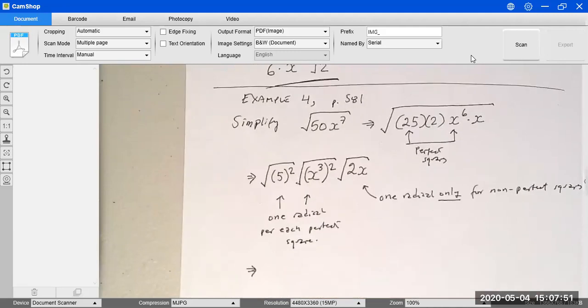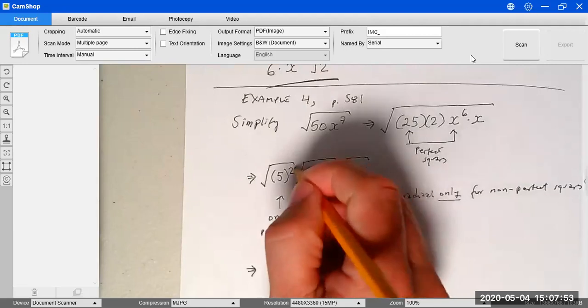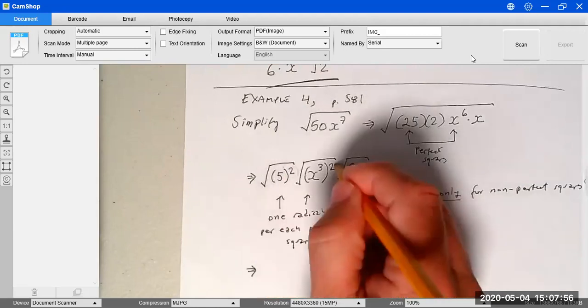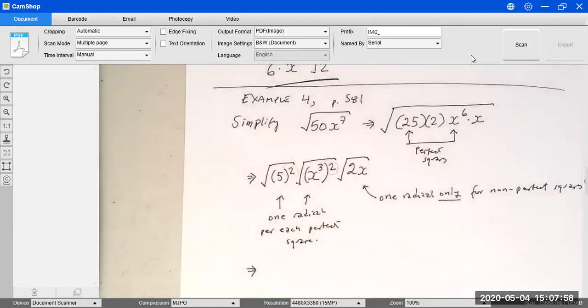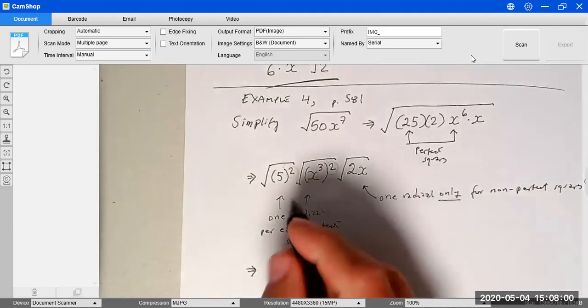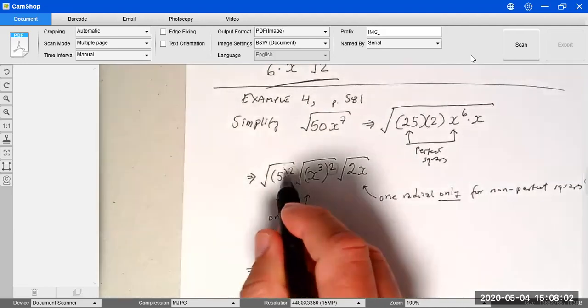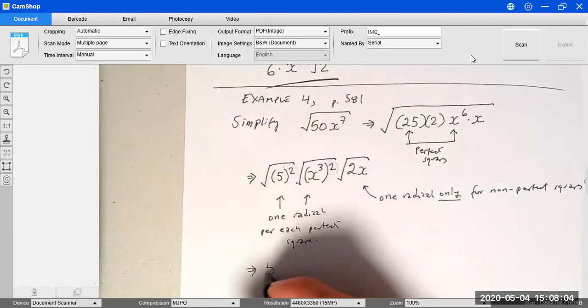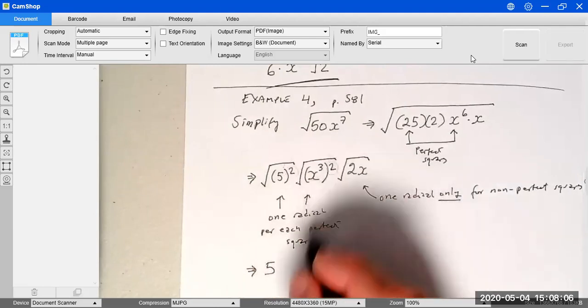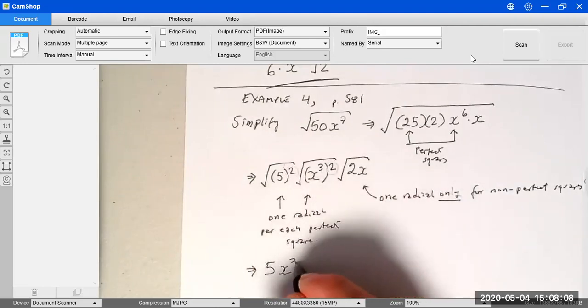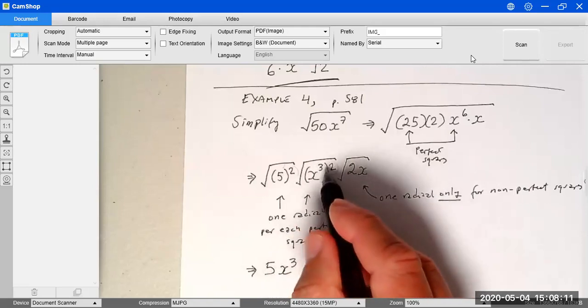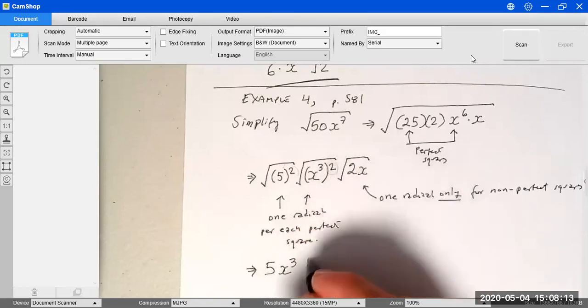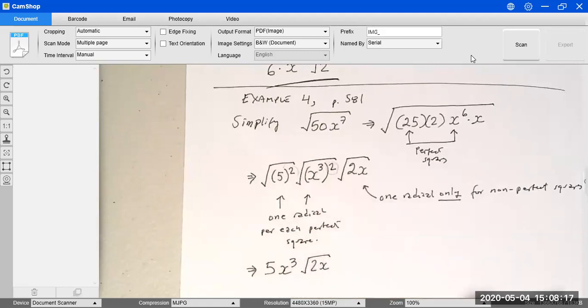You can see here that you can cancel this exponent and this radical, this exponent and this radical. So look at the radicands carefully. The only thing remaining from this cancellation is just 5. From here, the only thing that remains is x to the third power, inside the parentheses. And finally, the square root of 2x. So that is going to be the final answer for this problem.